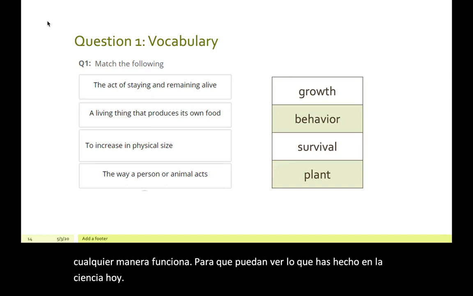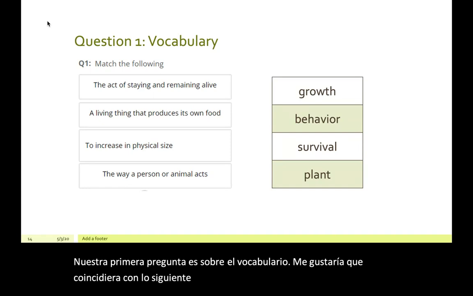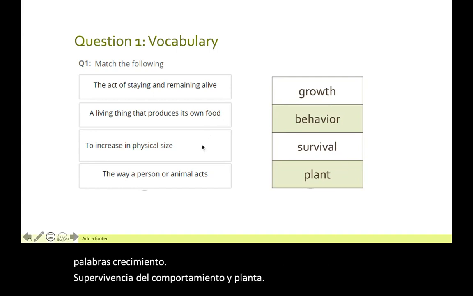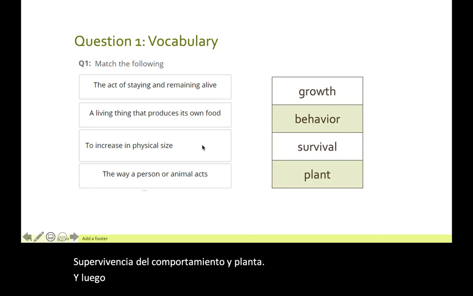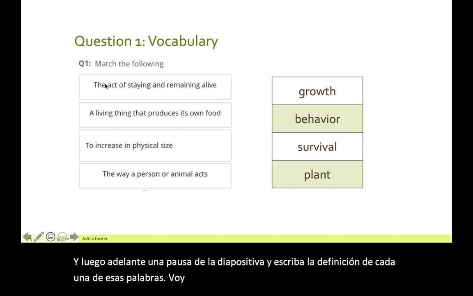Our first question is about vocabulary. I would like you to match the following. So I would like you to write down the words growth, behavior, survival, and plant. And then go ahead and pause the slide and write down the definition of each of those words. I will read the definitions for you.